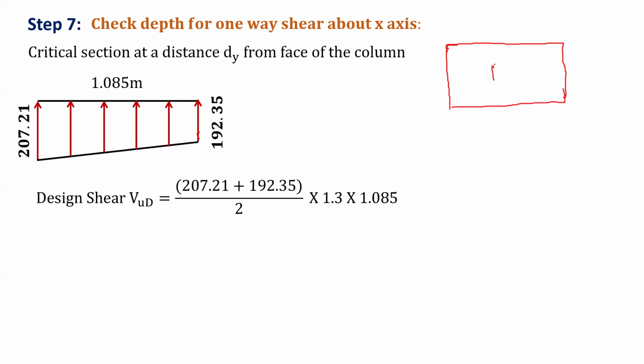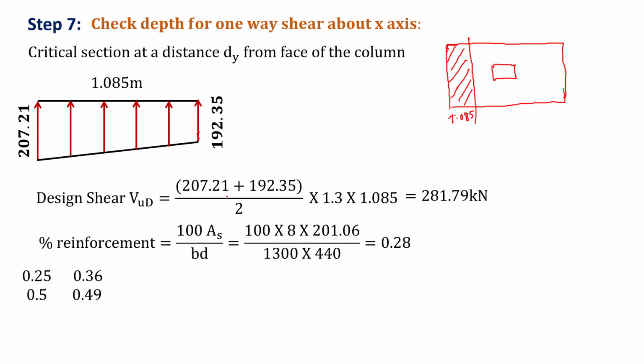And we have column. So we are considering at D, and this we have to consider. And therefore we have this value 1.085. So we have to find shear stress at 1.085, and then we have VUD design shear. So 1.085 into 1.3, so this will be area, and stress we have this one. From this we will get value 281.79 kilonewton.